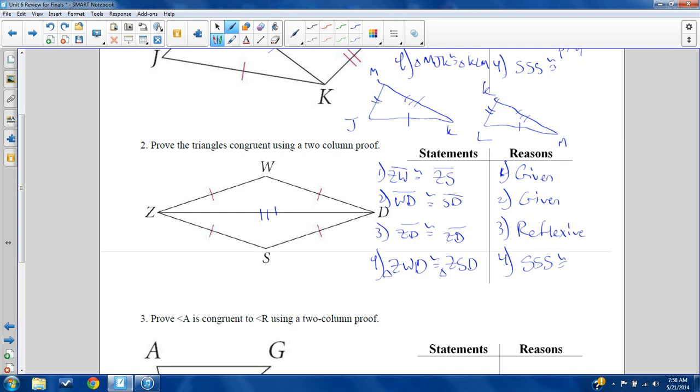You very well could have put DSZ, but because of the way I wrote my statements and said these 2 are congruent, then I'm also saying these 2 correspond. So when they correspond, I want them to match up in the statement as well. That's by side, side, side.